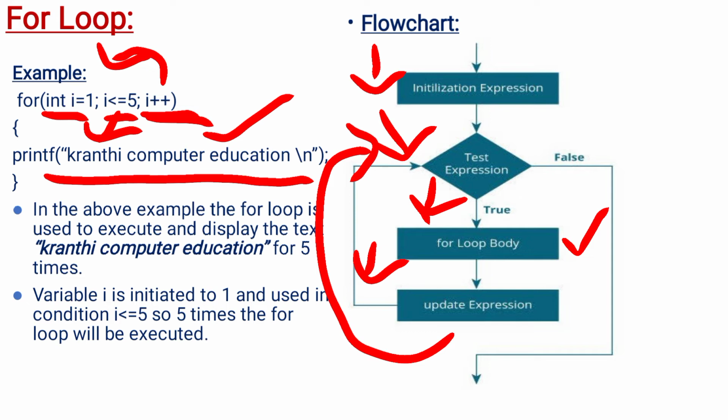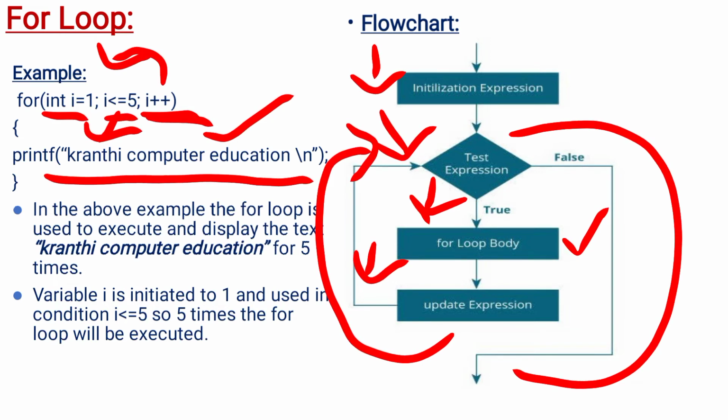So this process continues until the condition becomes false. Whenever the condition becomes false, the control directly comes out of the loop and stops the execution of the for loop. So this is the working logic, the logic behind the for loop.